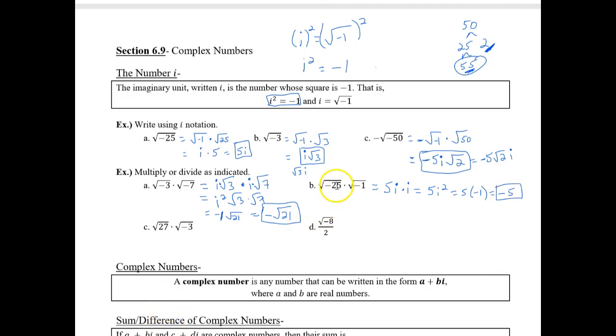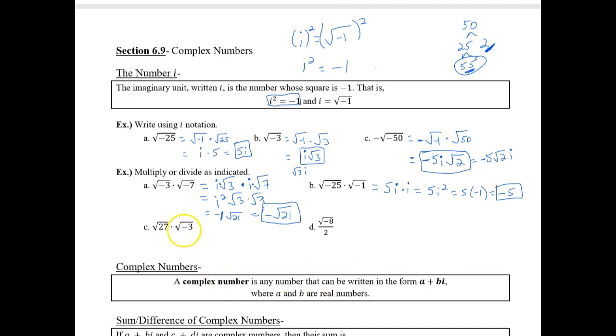So I end up with negative 5. Sometimes you might have the urge to try to multiply these together first. So using that product rule of radicals, you want to bring it together and say, oh, negative 25 times a negative 1 is a positive 25. But the square root of positive 25 is 5, and we ended up with negative 5. Okay, so you can't do that. If you have a square root of a negative number, that is not a real number, so you have to convert it to an i first and then simplify.